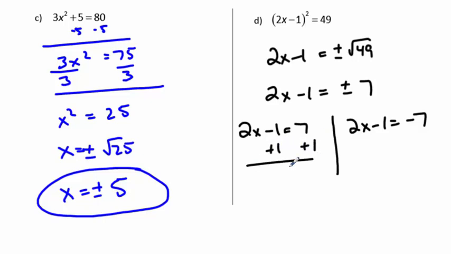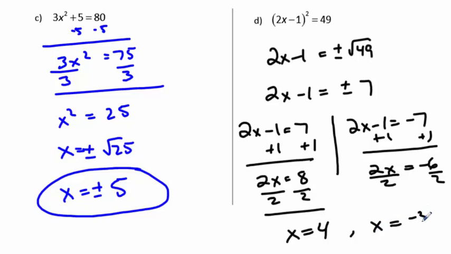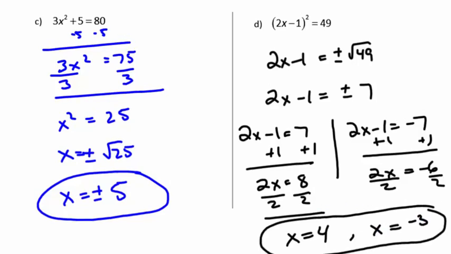Add your 1. We have 2x equals 8. Divide by 2. One of our answers is x equals 8 divided by 2 is 4. Let's look for the other answer. Add the 1. 2x equals negative 6. Divide by 2. The other answer for this one is x equals negative 3. Let's go to the next page.